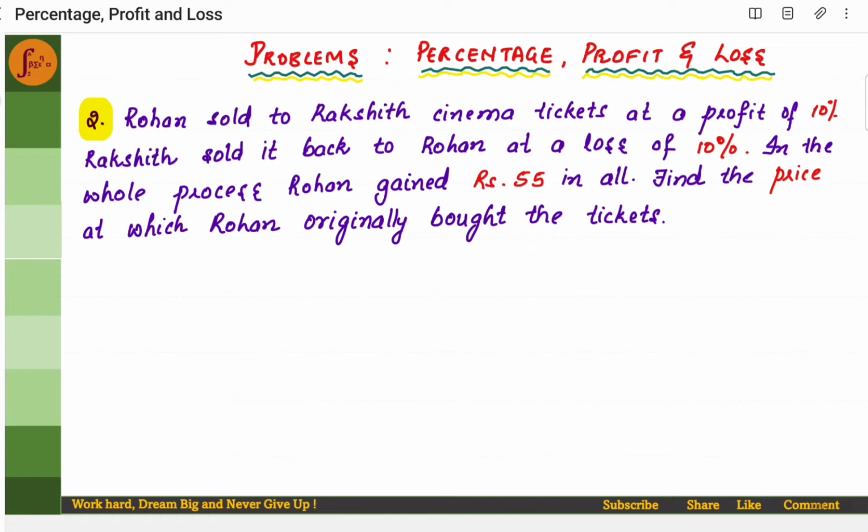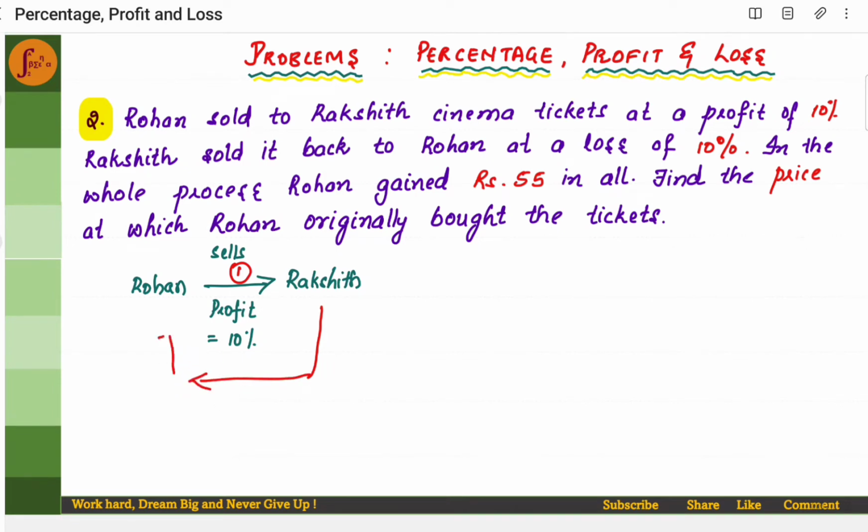Now, what's happening here is Rohan is selling tickets to Rakshith at a profit of 10%. This is one transaction. Then Rakshith is selling it back to Rohan, so there is a second transaction. Rakshith sells to Rohan at a loss of 10%. So there are two transactions here.